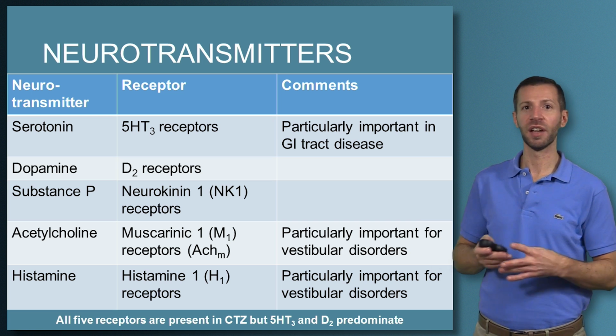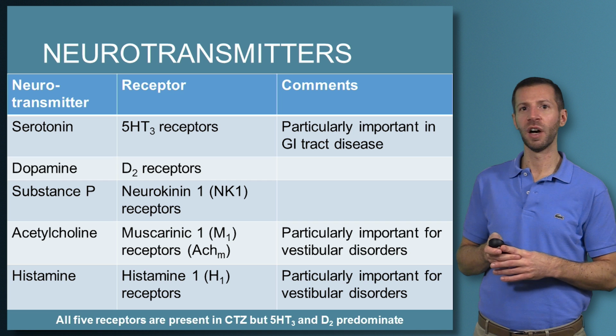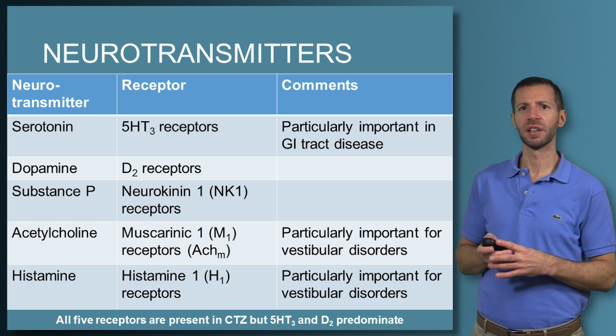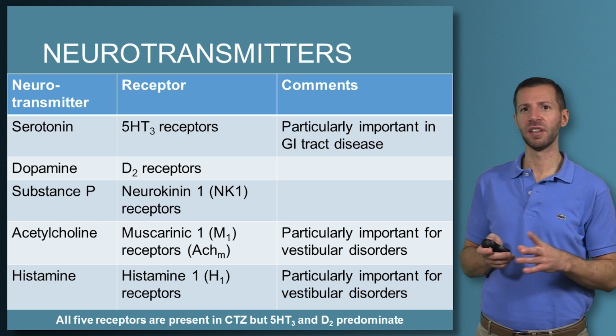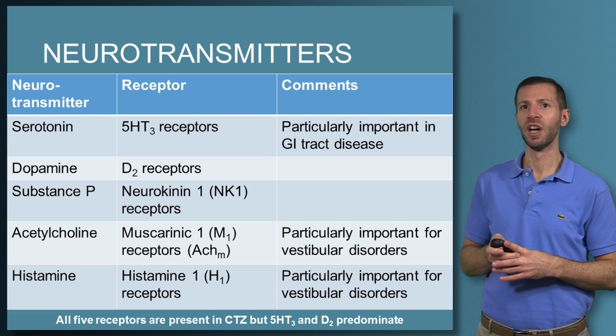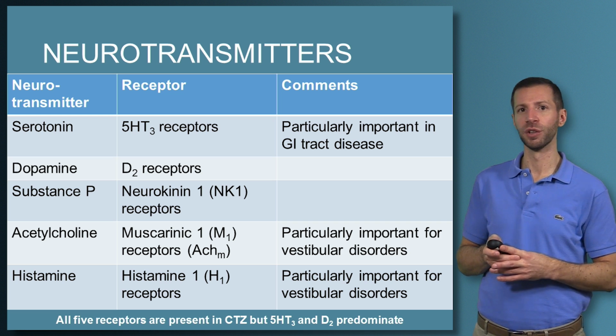Acetylcholine, which you learn about in lots of different conditions and different pathophysiological states, is important for the vomiting reflex, in particular with the muscarinic 1 receptor, and that's M1. And also in some of the diagrams you'll see, they refer to this as ACHM, and that's why I've included this short form as well. But basically I'm referring to the same thing. And this is particularly important for vestibular disorders.